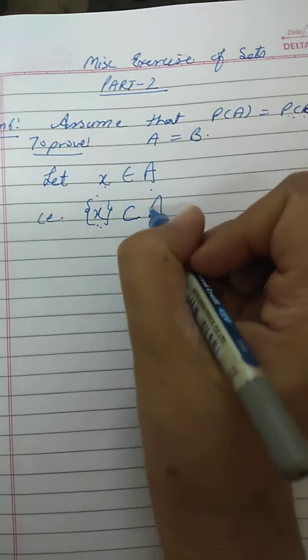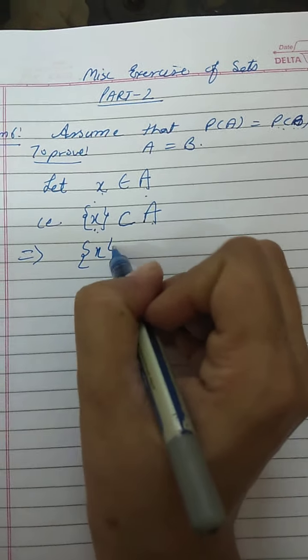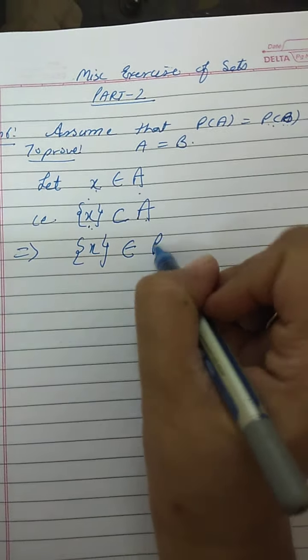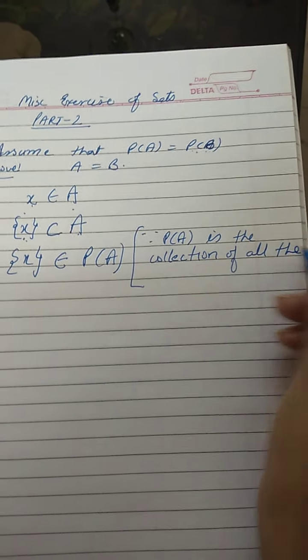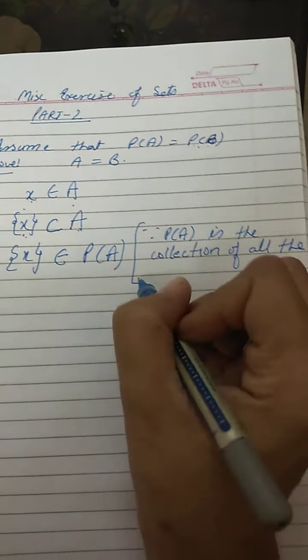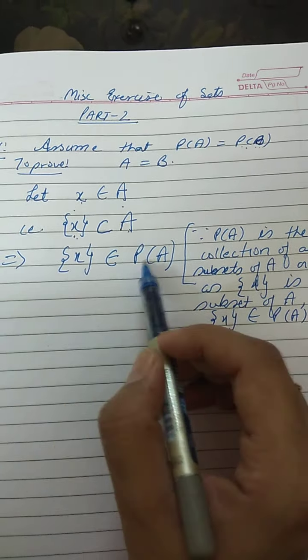Now, what is the power set of A? Power set is the collection of all the subsets of A. That means if {X} is a subset of A, it will belong to power set of A. If you want, I can mention here: because power set of A is the collection of all the subsets of A, and as {X} is a subset of A, it will belong to power set of A. I have written this to make you understand, because if this is a subset of A, it will belong to power set of A. So it is an element of power set of A.